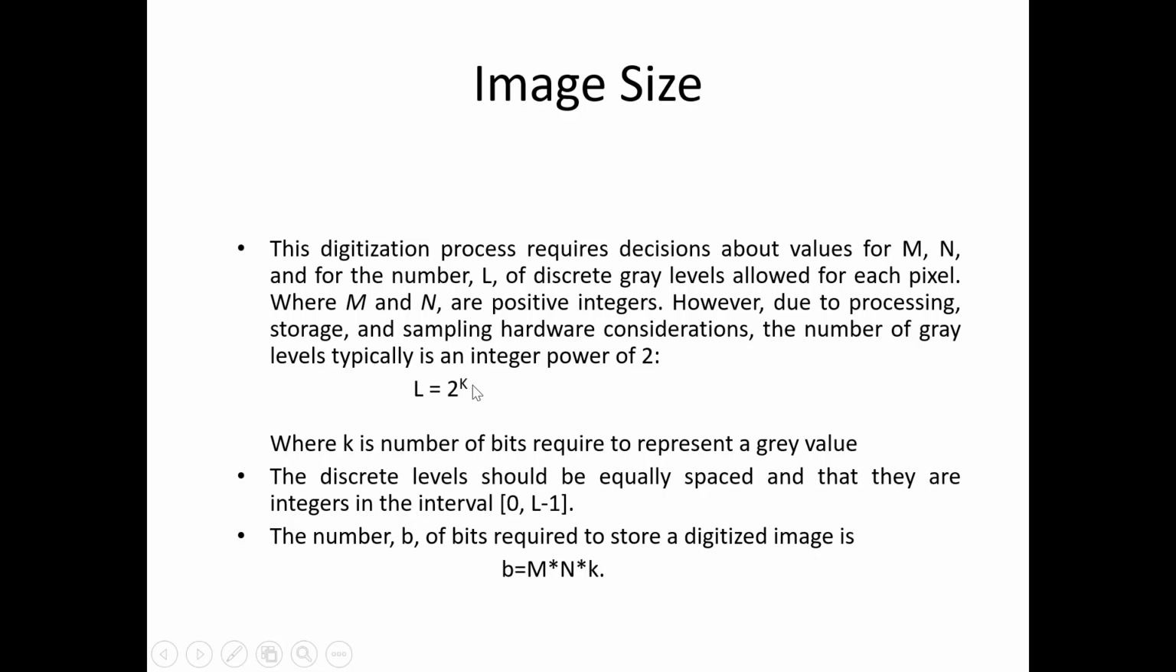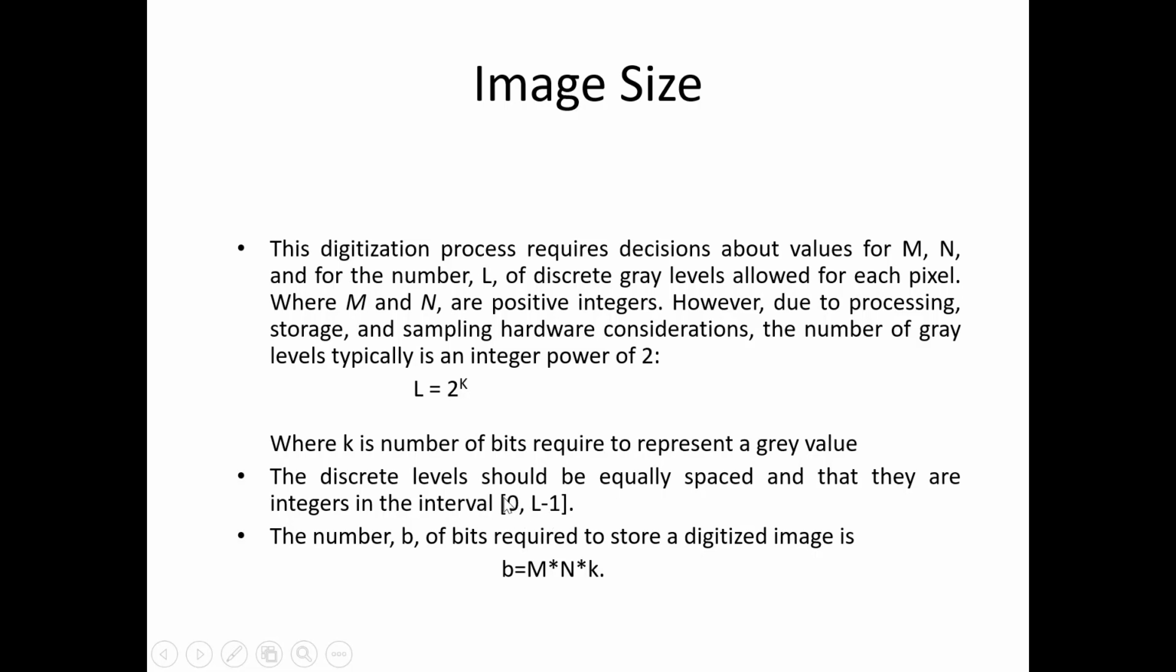So the value of k is 8, so it is 2 to the power 8. So the answer for the number of different shades of gray level is L equal to 256. And to represent these different shades of gray levels, we can utilize the range 0 to L minus 1.